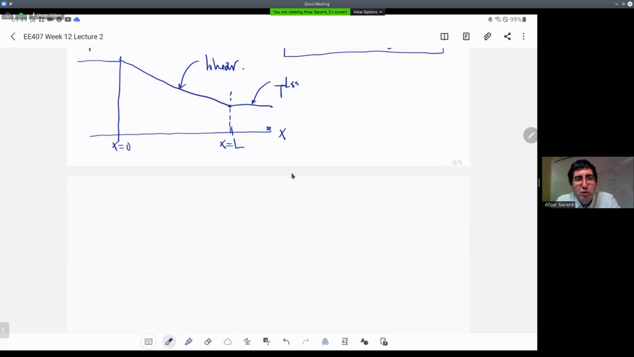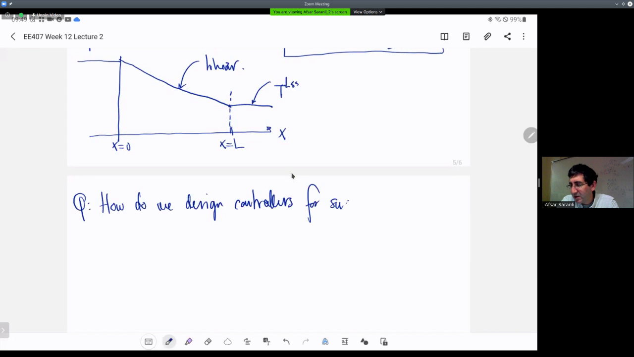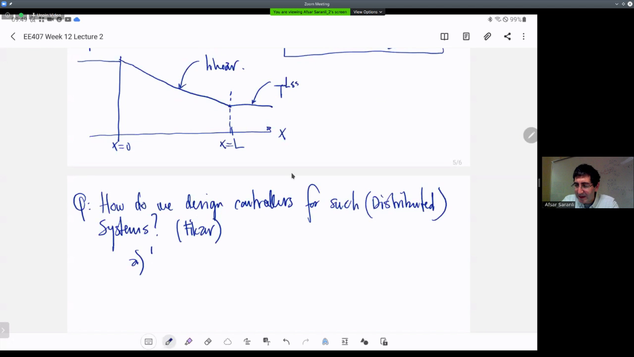Okay, now how do we approach it when we have a system like this? So the question is, how do we design controllers for such, meaning distributed, systems? Okay. Now that is discussed, again, in one of our reference books, which is Fikar's book. Okay. What is described there is that there are two approaches.